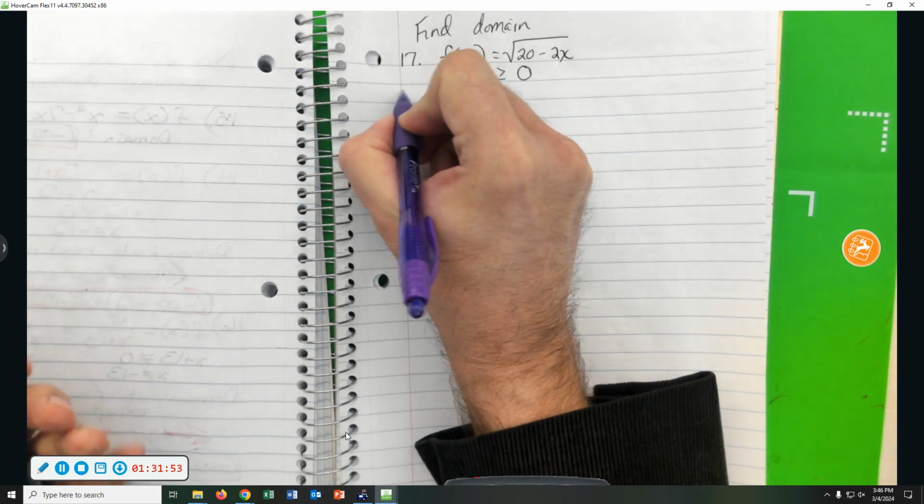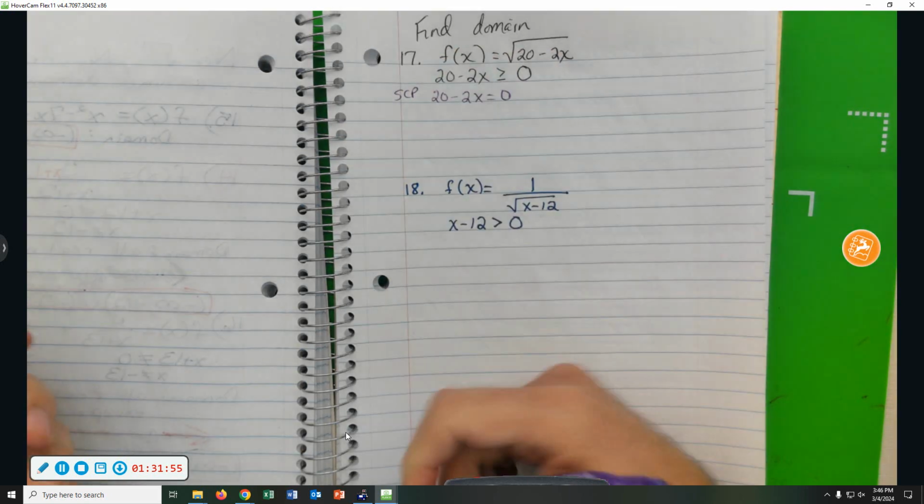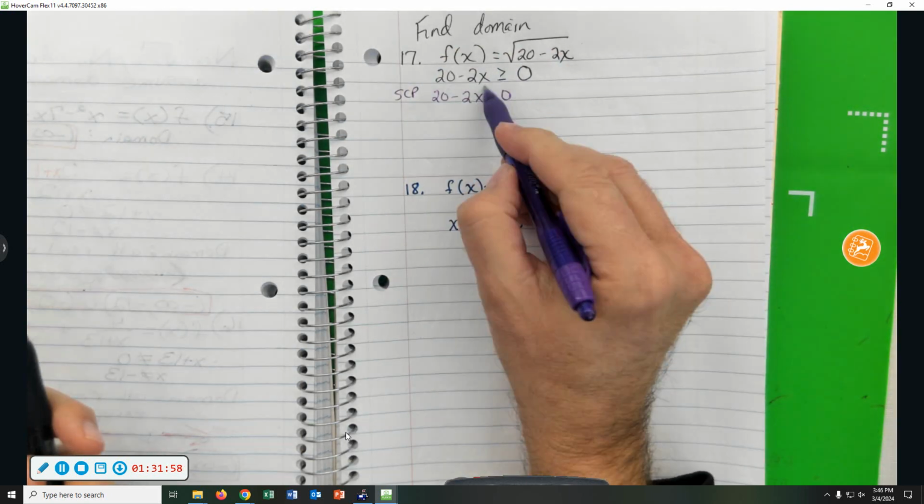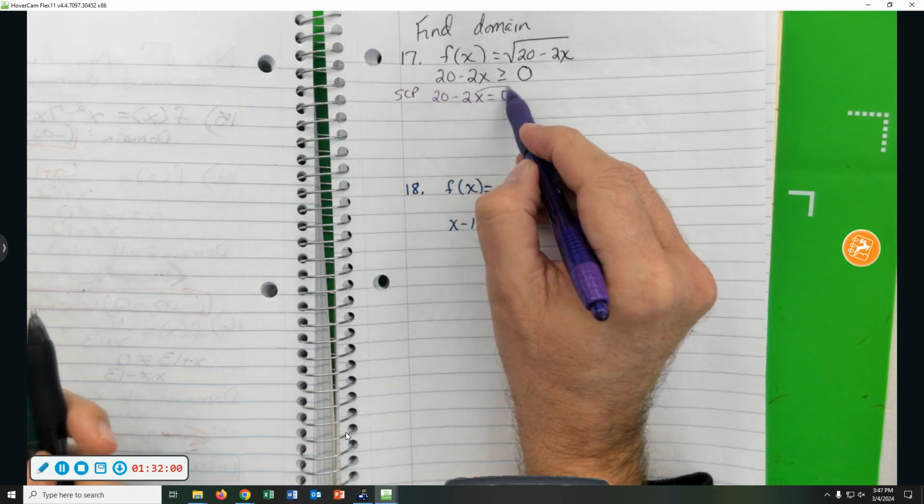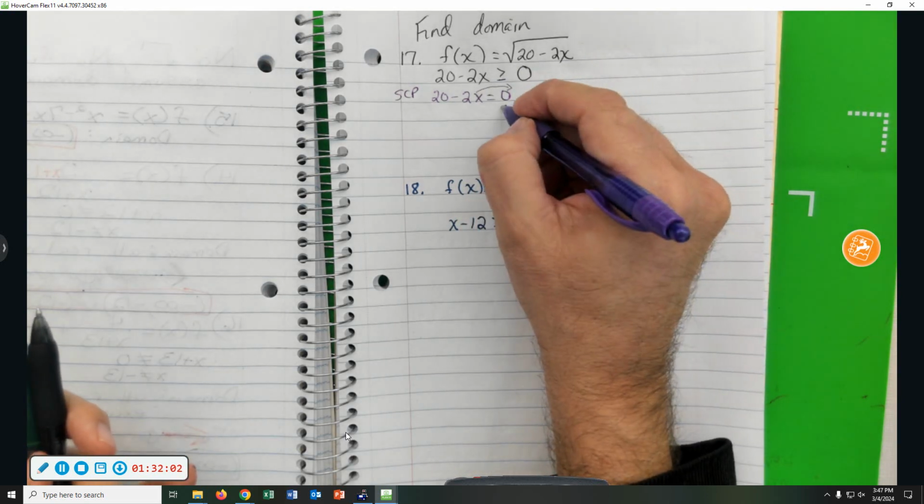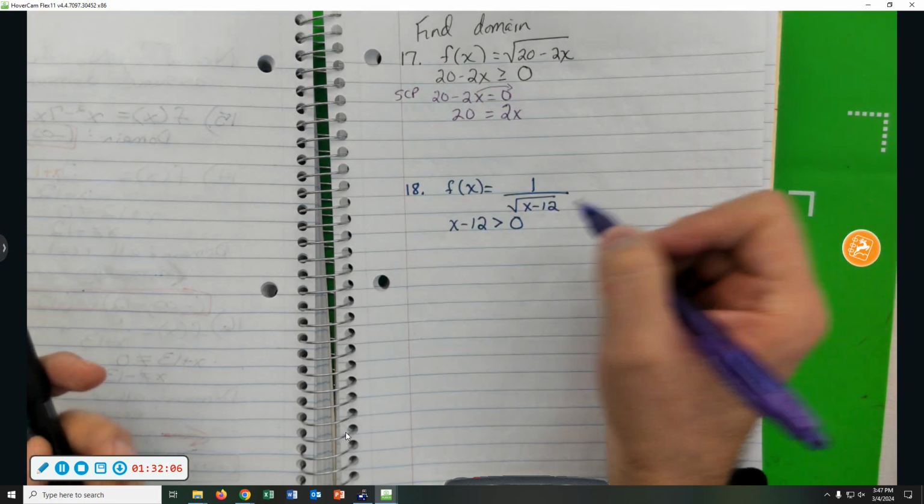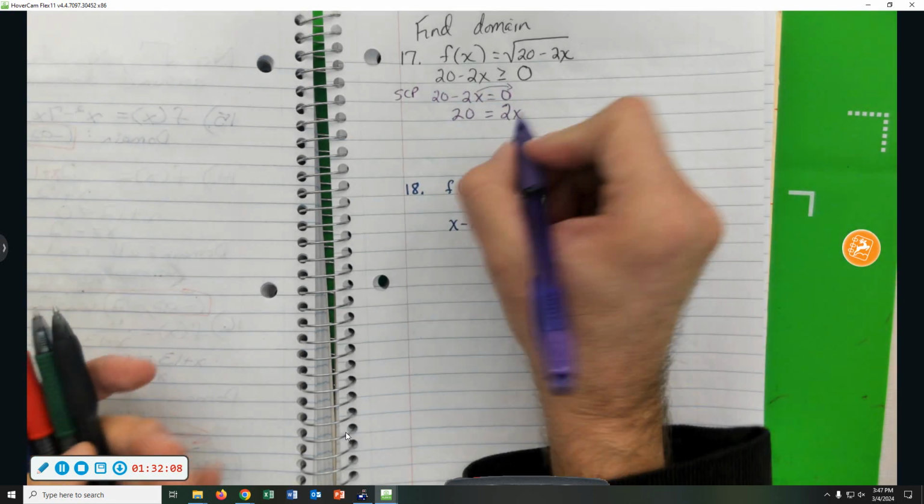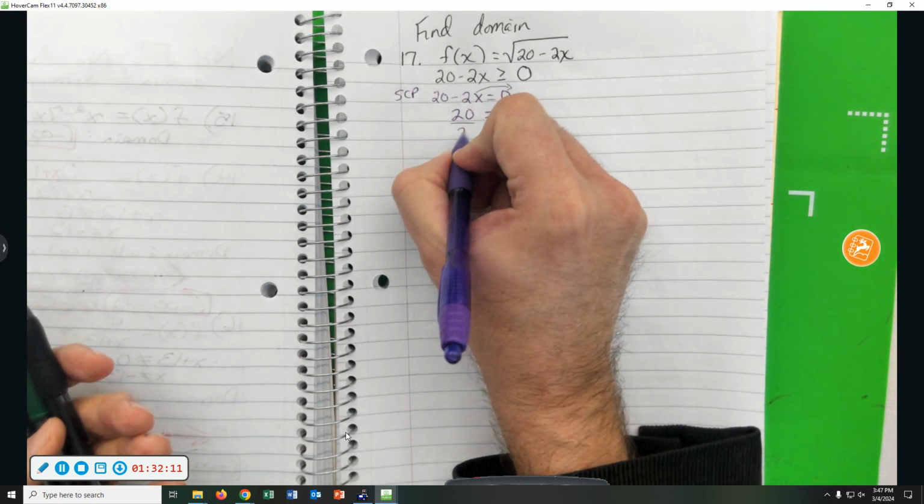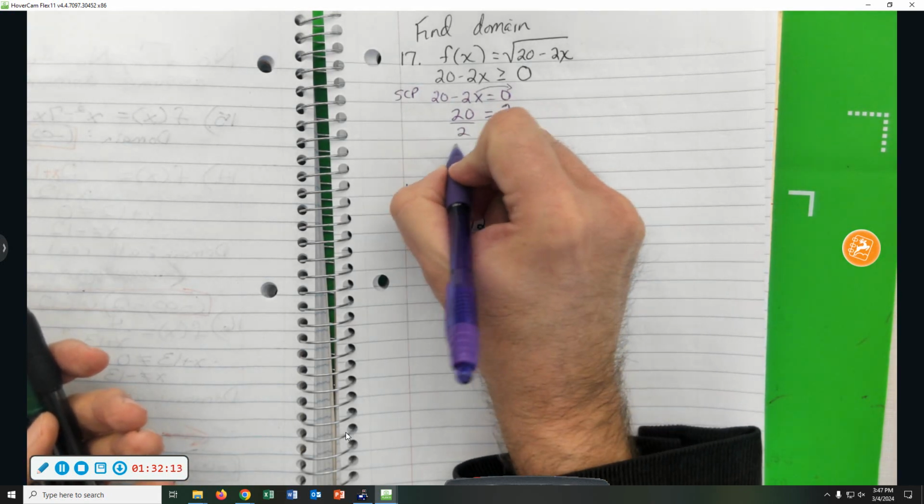This is what we call the solution cut points. How would you go about solving this for x? I think I'm going to avoid negatives by moving the 2x over. And then doing what? Divide by 2. So we get x equals 10.